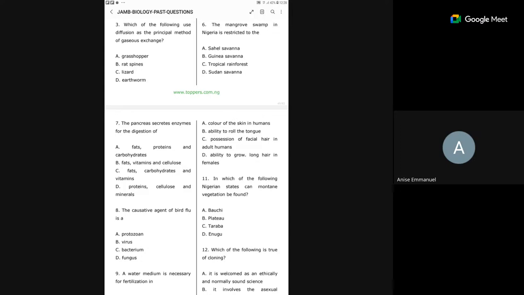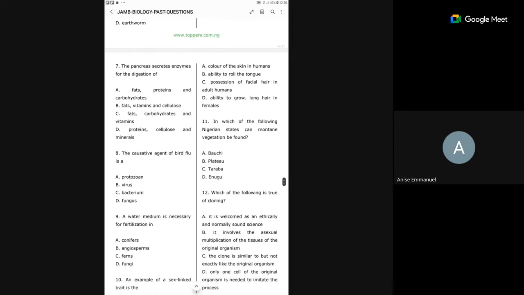So let's go quickly to number eight. The causative agent of bird flu is a what? Bird flu is a disease that kills birds. There was a time we had it in Nigeria, and it killed a lot of birds. We have protozoans, virus, bacterium, and fungus. One thing I want us to notice is that whenever we hear of flu, it is usually a viral disease. Any form of flu is a viral disease. So the causative agent of bird flu is a virus. We'll go to the next one.